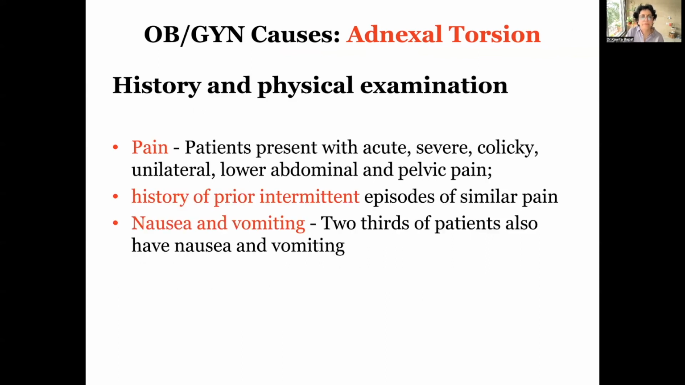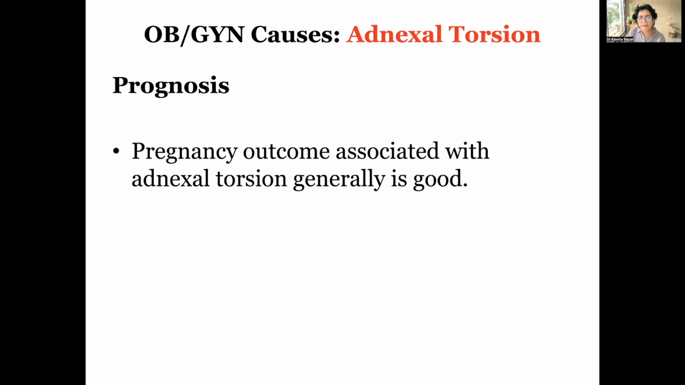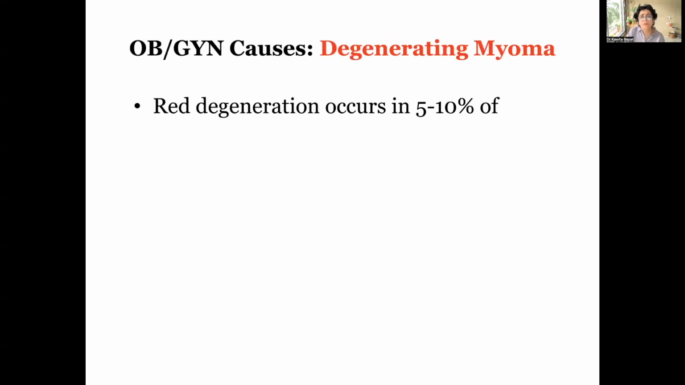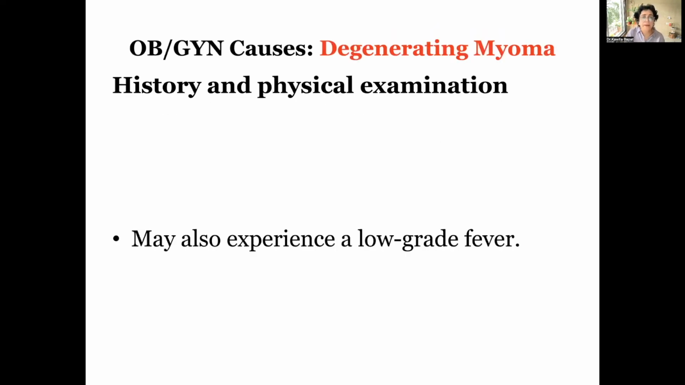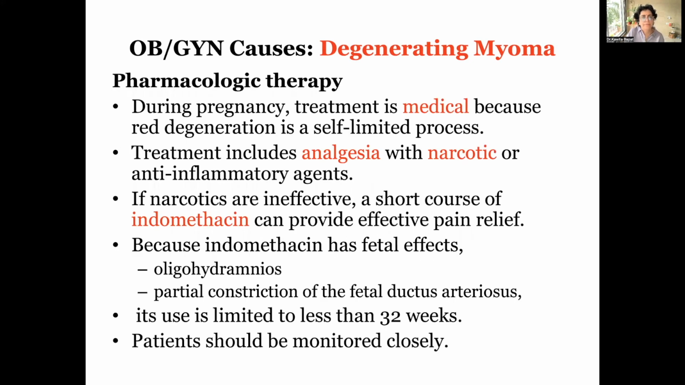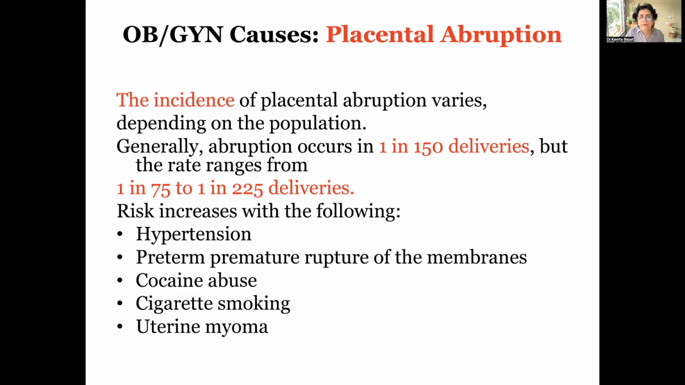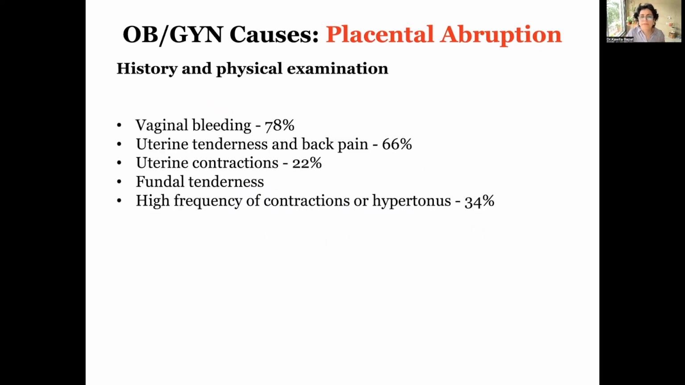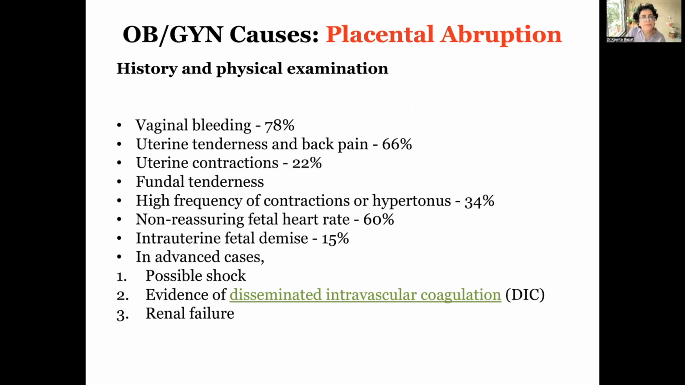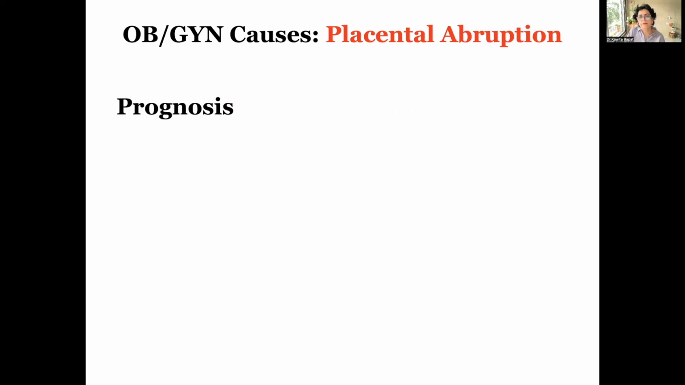Sometimes a dermoid is there. For surgical therapy, sometimes we have to operate on the adnexal mass. Degenerating myoma is another problem, and it should be diagnosed rightly, and what treatment should be given during the pregnancy is important. These are a few very important points. Placental abruption we all know. We should be worried about all these points during pain in pregnancy.